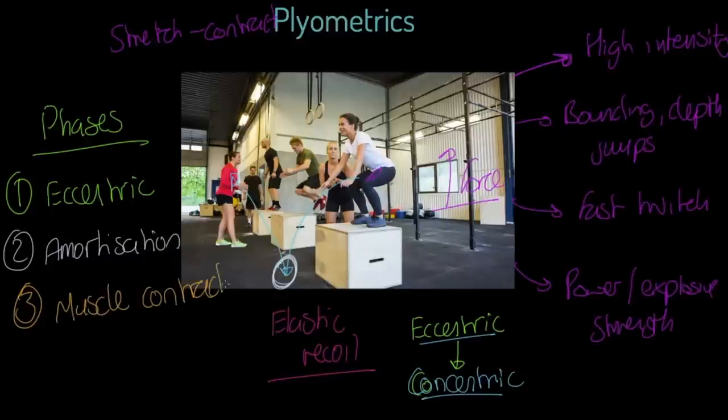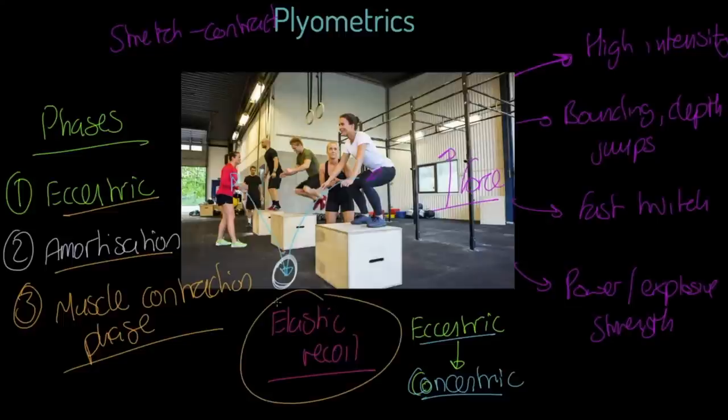Now, that, in essence, is what we are talking about with plyometrics. We do a lengthening, then we have as little time as possible between the contractions. Then we do our concentric contraction with a greater elastic recoil force. And of course, that increases the output that we have.